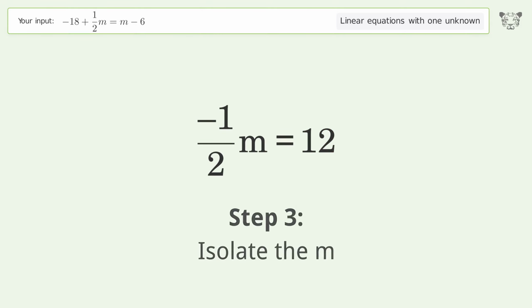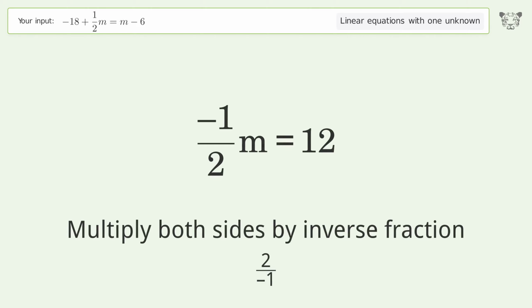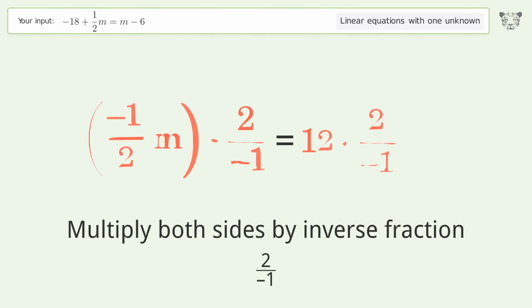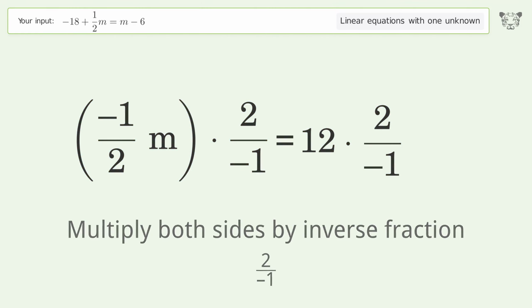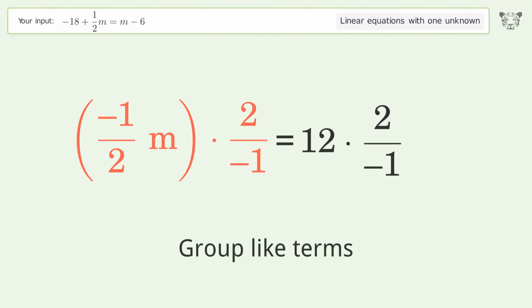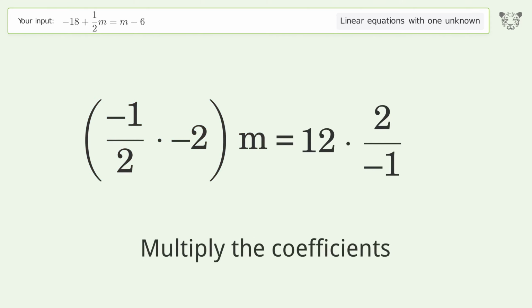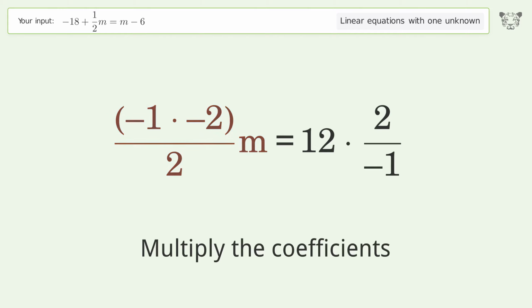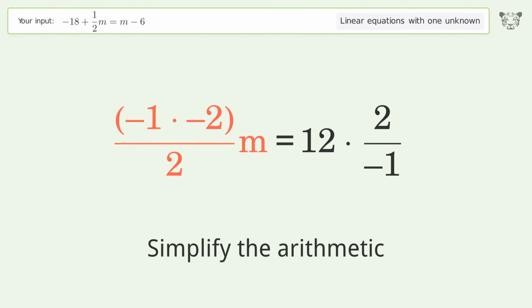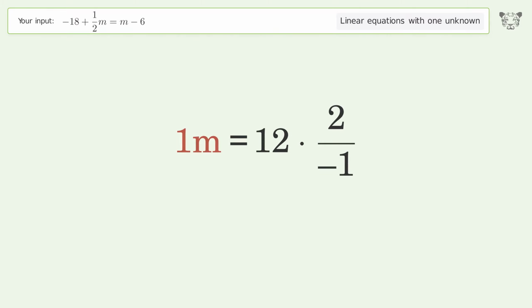Isolate the m. Multiply both sides by inverse fraction 2 over -1. Group like terms. Multiply the coefficients. Simplify the arithmetic. And so the final result is m equals -24.